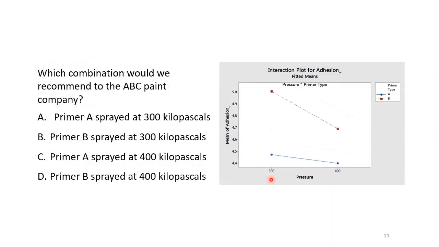If we had to choose a primer type and spray pressure from the graph, which combination would we recommend to the paint company? We would choose primer A sprayed at 300 kilopascals, or primer B at 300 kilopascals, or A at 400, or B at 400. So what's your answer?